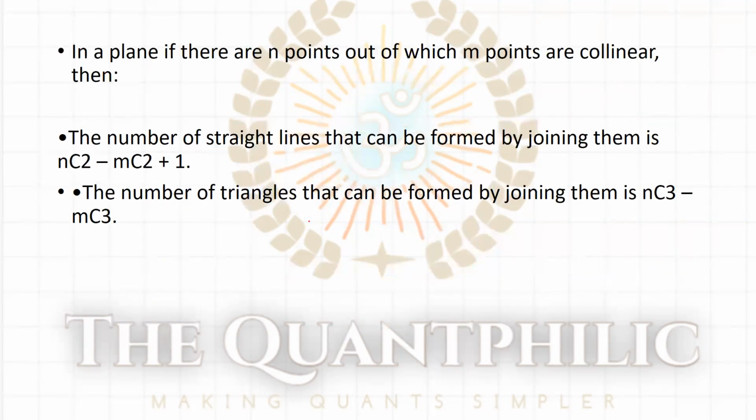Now comes the good part. If in a plane there are n points out of which m are collinear, the first thing we do is take the total number of straight lines that can be formed with n points, which is nC2. Now m are collinear, so we have to remove that. The reason is: say there are 4 collinear points. How many straight lines can we form? Just one. Only one straight line can be formed with these, so you have to remove this case.